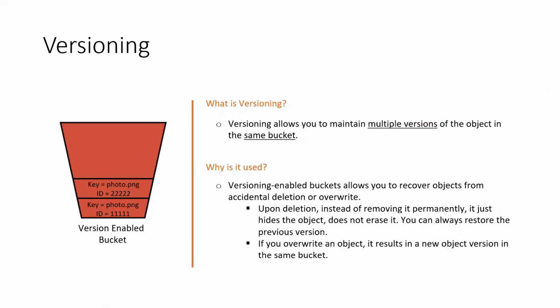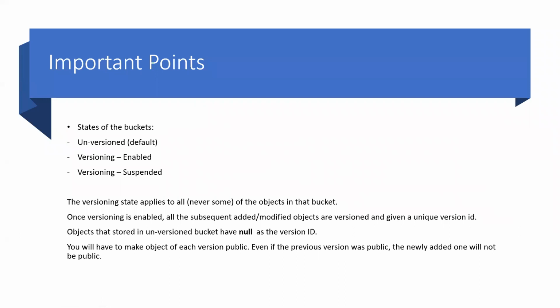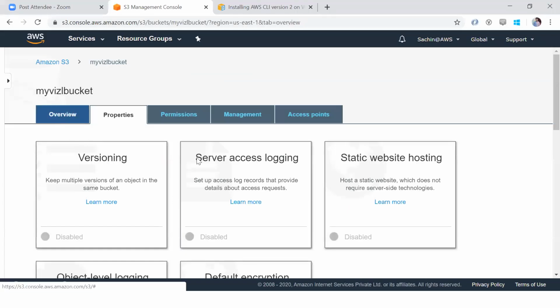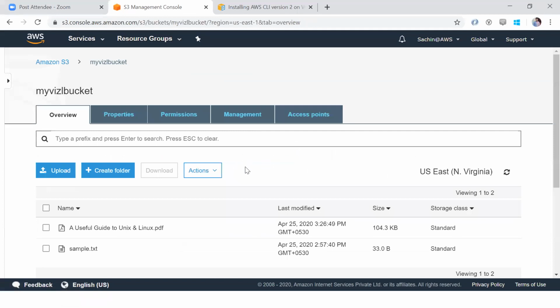So we have three states of buckets. The first, by default, is unversioned. There will be no version, nothing. Right now you don't see any version over here, or even the options to show the version or hide the version.